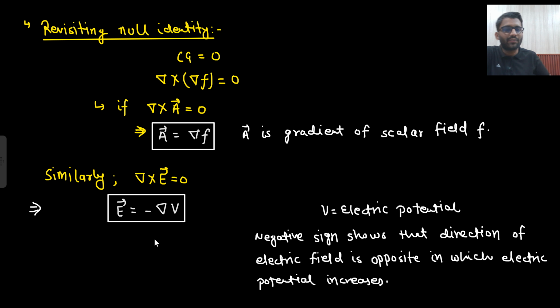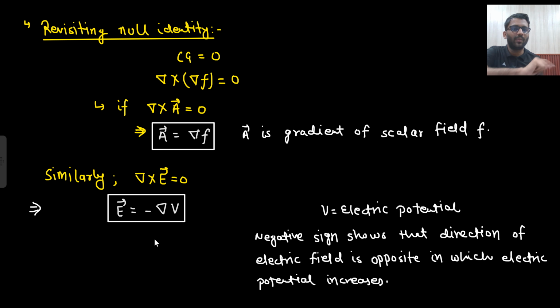And what does this negative sign show? The negative sign shows that the direction of the electric field is opposite to the direction in which the potential increases. In the direction where potential increases, the direction of the electric field will be opposite to that.